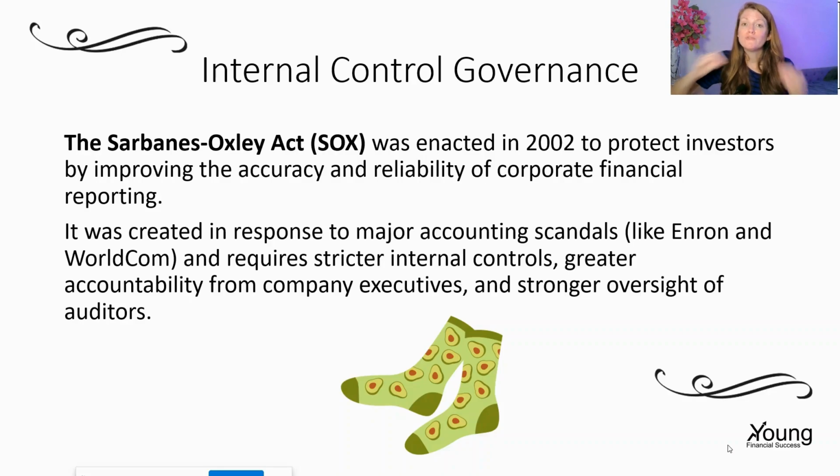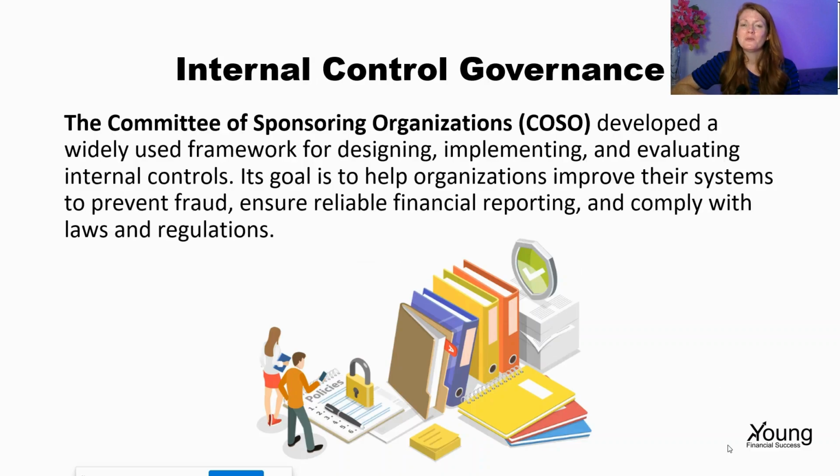It requires stricter internal controls, greater accountability from company executives, and stronger oversight of auditors. Back when this happened with Enron, the auditors had a stake in the company. They're like, we're going to be in cahoots here and make sure we can get away with this. But now they cannot have that. Auditors have to be completely independent in order to issue an opinion because it's not right for the auditor to have a stake in the company, for them to have some reason they want the company to succeed. So the Sarbanes-Oxley Act has put that into place.